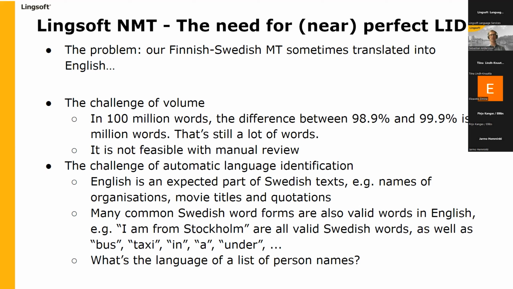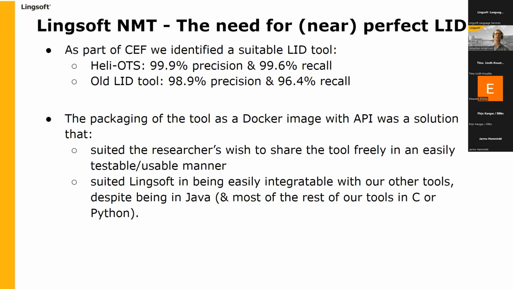And then you also have the additional problem of what the language is of a list of person names, for example. So those were the challenges that we found. And Heliots, this tool that we found as part of CEF, turned out to be precisely that 1% better than our old tool. Before we had this problem, we thought our old tool was pretty okay. We would probably get away with it, but no, with those types of volumes, we don't get away with it. We need near-perfect language identification tools.